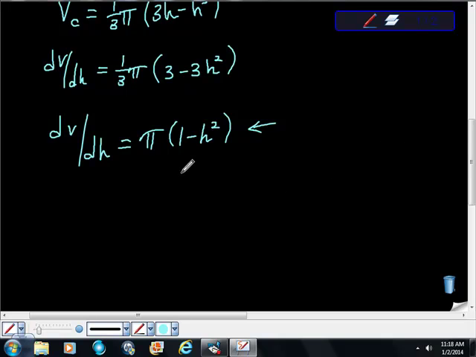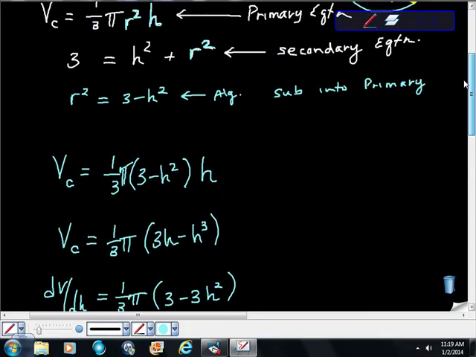So what I'm going to do is I'm going to ask myself, when is 1 minus h squared equal to 0? I'm going to get h squared is equal to 1. Going to get h is equal to plus or minus 1, isn't it? Well, we know the height can't equal minus 1, so h must be 1. So h is 1 here. If h is 1, check me out here.